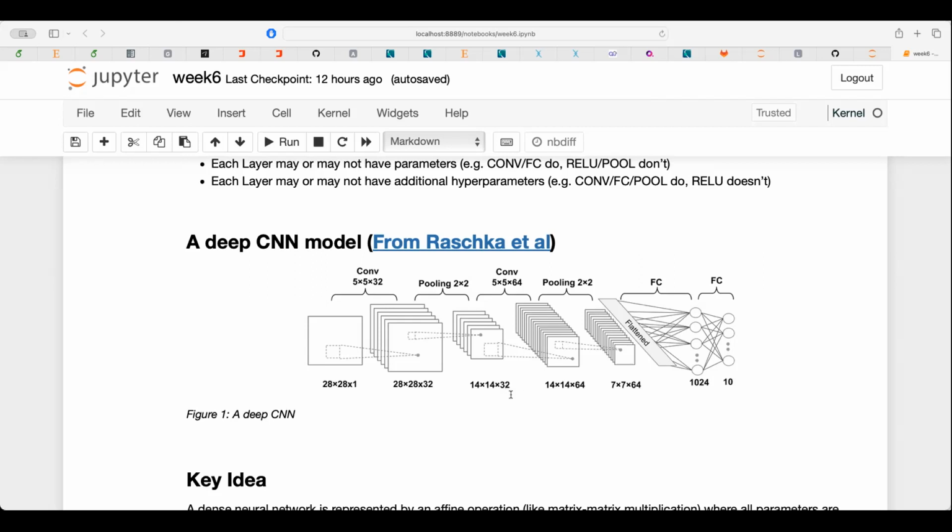You keep your 32 images. You have a new convolutional layer, a new filter. You produce twice as many images. And then you downscale it again. So you have images of the size 7 times 7 times 64. And then these are sent into a standard feed-forward neural network.